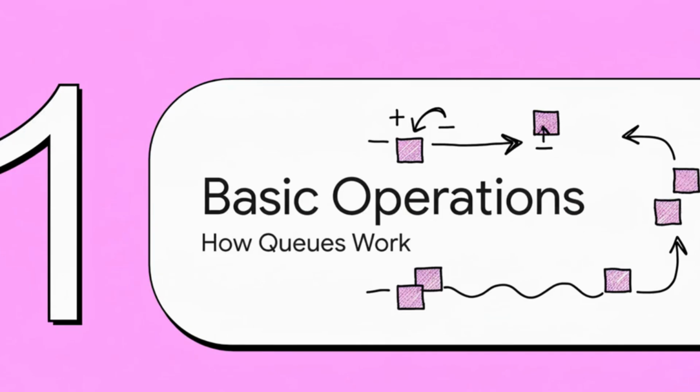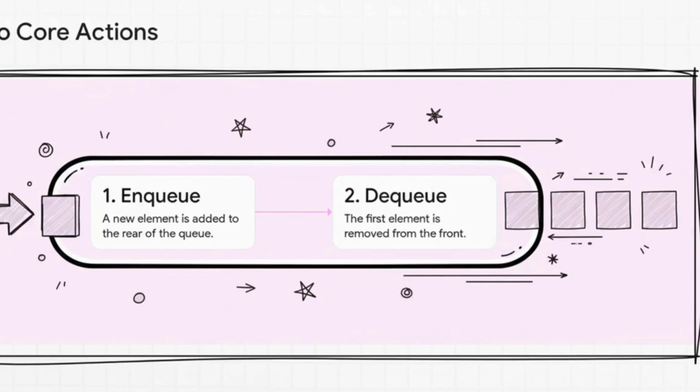Okay, so to manage this digital line, we need a few basic commands. Let's take a look at the specific operations that actually make a queue work. It really boils down to 2 main actions. When a new item shows up, we enqueue it. That's just a fancy programmer word for adding it to the back of the line. And when we're ready to process the item at the front, we dequeue it, which just means we remove it so the next in line can move on up.